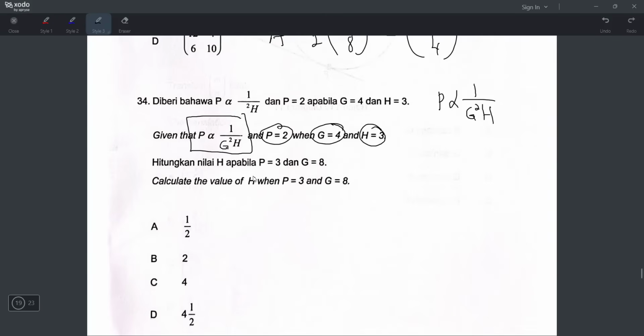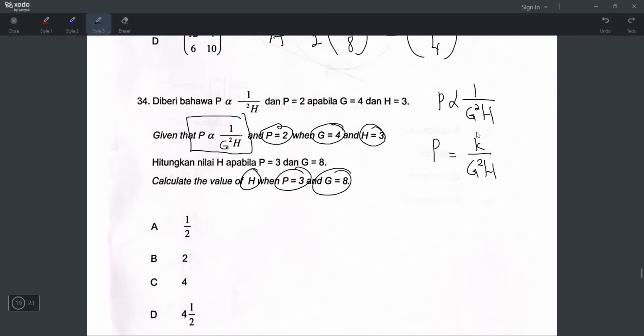And then they say calculate the value of H when P equals 3, G equals 8. Okay, this one you have to leave it first. Your job now is to find K first. After you find K, you rewrite your whole equation, then only you substitute with this. Okay, so now let's change the variation symbol to equal. But when you change to equal, you have to put K here. But the K will multiply on top, so I will do fast. I will straight away write K on top and then G square H at the bottom. Because the K times with the fraction, so you straight away write on top.